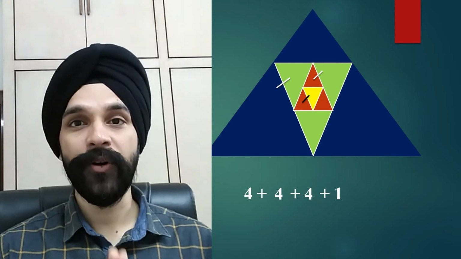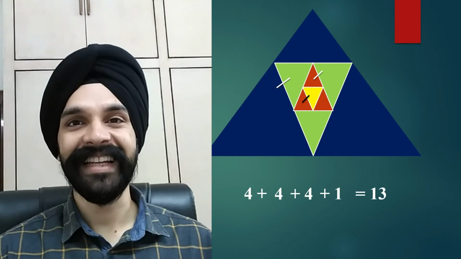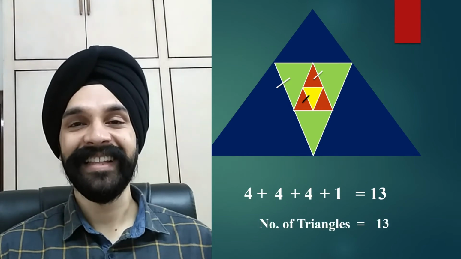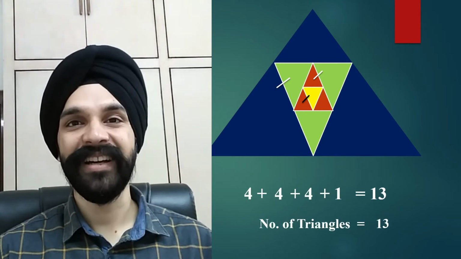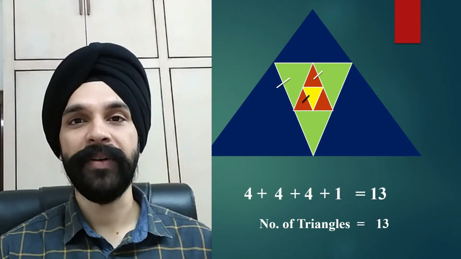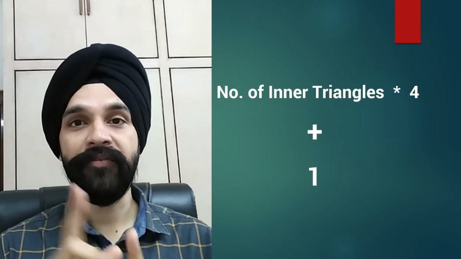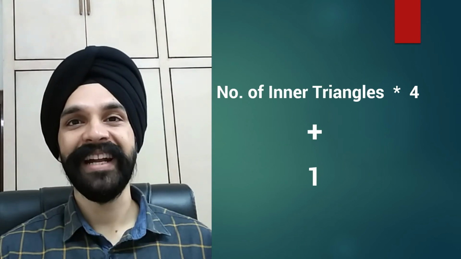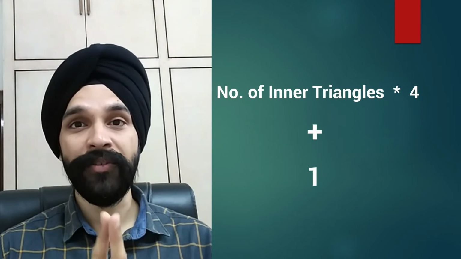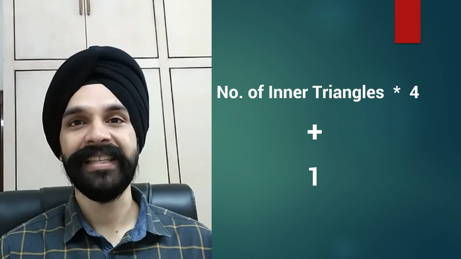That gives us 4 plus 4 plus 4 plus 1. That is 13, and that's our answer. The number of triangles in this figure is 13. Just remember guys, there is a very simple logic. Count the number of inner triangles and multiply it by 4 and add 1 to it, and you will always get your answer. It is not quick, but it will also be very effective while giving important exams.